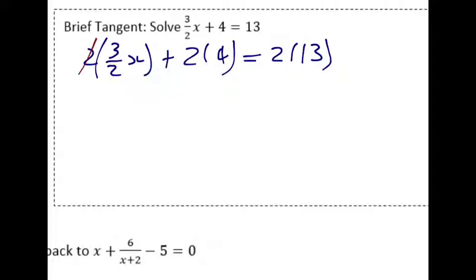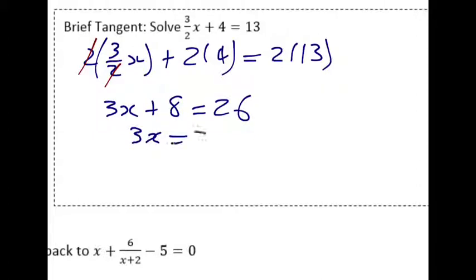So you multiplied everything by 2. That cancels the denominator that I wanted to get rid of. Right? That was the whole point of doing that. Equals 26, and then we just solve from there. Right? So 26 minus 8 is, what is that? 18? And then divide out the 3 and you get 6.